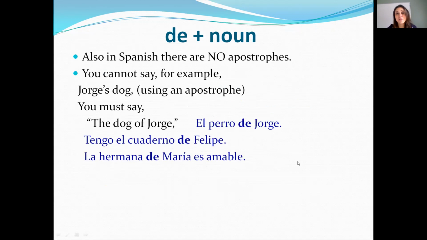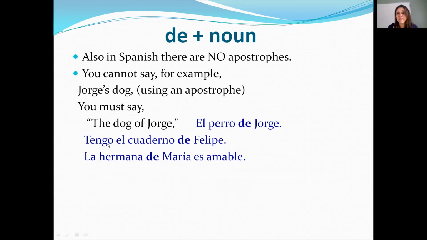Now, also in Spanish, remember, and I've mentioned this in class, there's no apostrophes. So you can't say George's dog in Spanish. You must say the dog of George. So that would be in Spanish, el perro de Jorge.